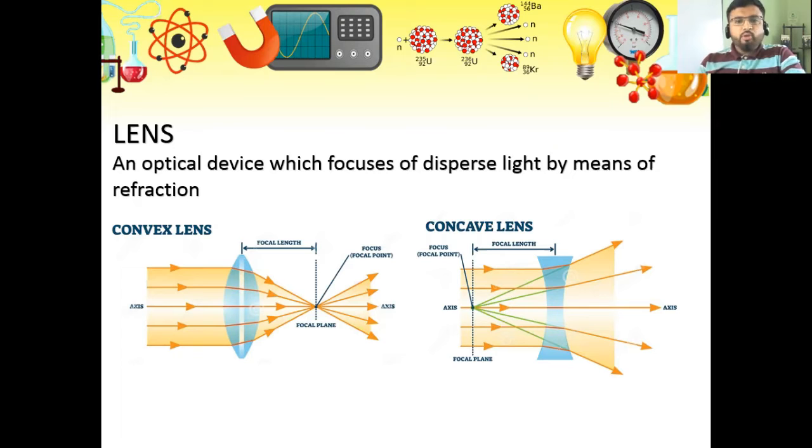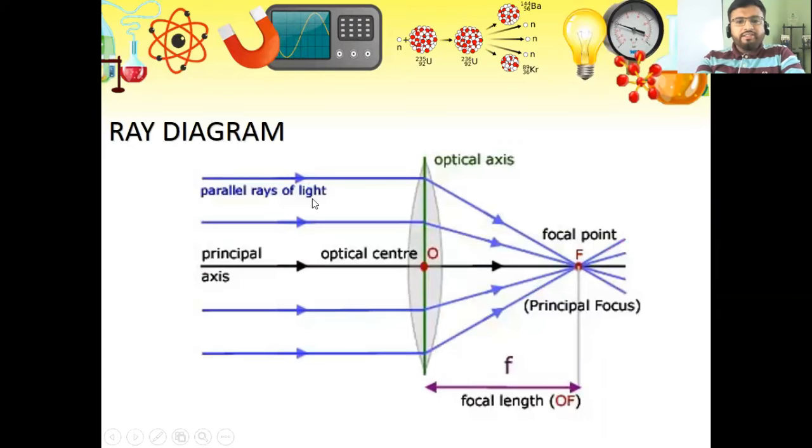Now, by the same experiment, we can define some principal rays: what will happen to light when it passes through a convex lens and what will happen when it passes through a concave lens. In our later videos, we will discuss the convex lens and then the concave lens step by step. So today we will discuss the convex lens.